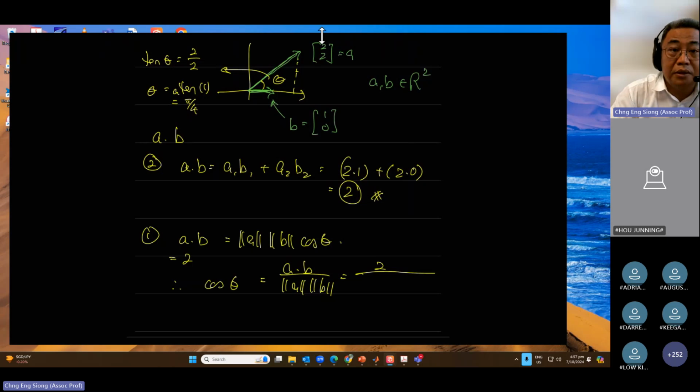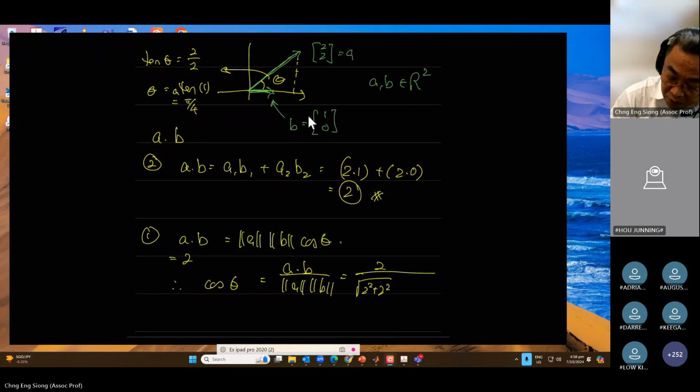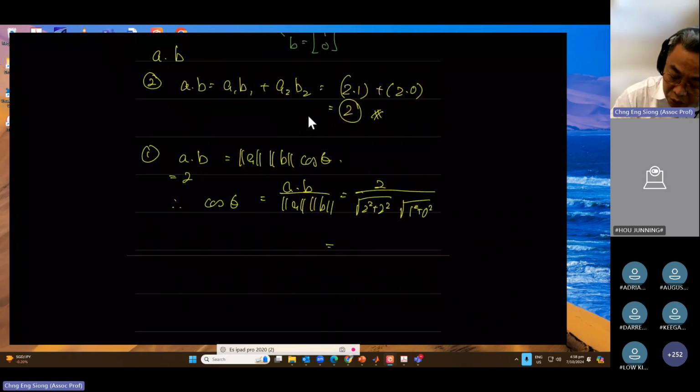Norm of A. What is norm of A? Norm of A is square root of 2 square plus 2 square. What about norm of B? Norm of B is square root of 1 square plus 0 square. So the answer is 2 over square root of 4 plus 4, which is 8, right?